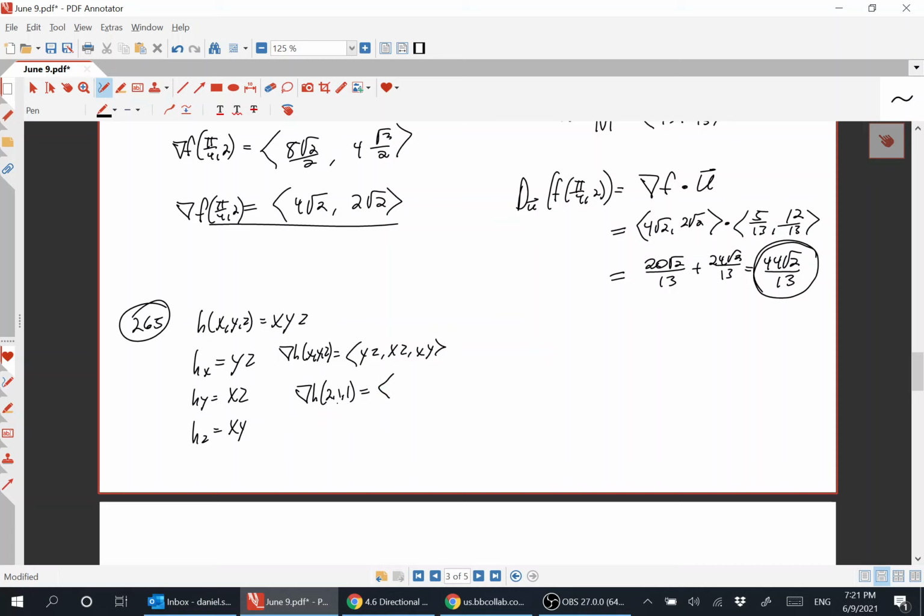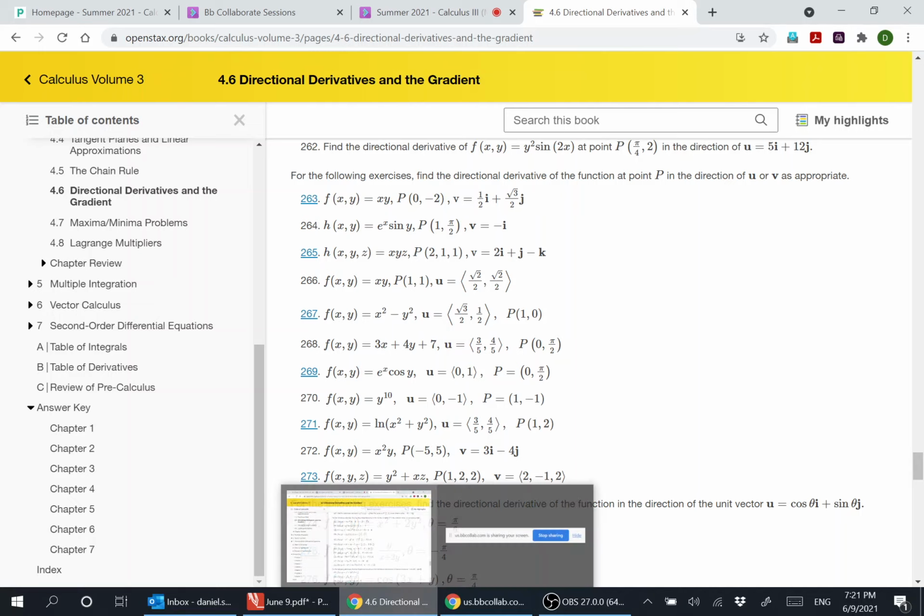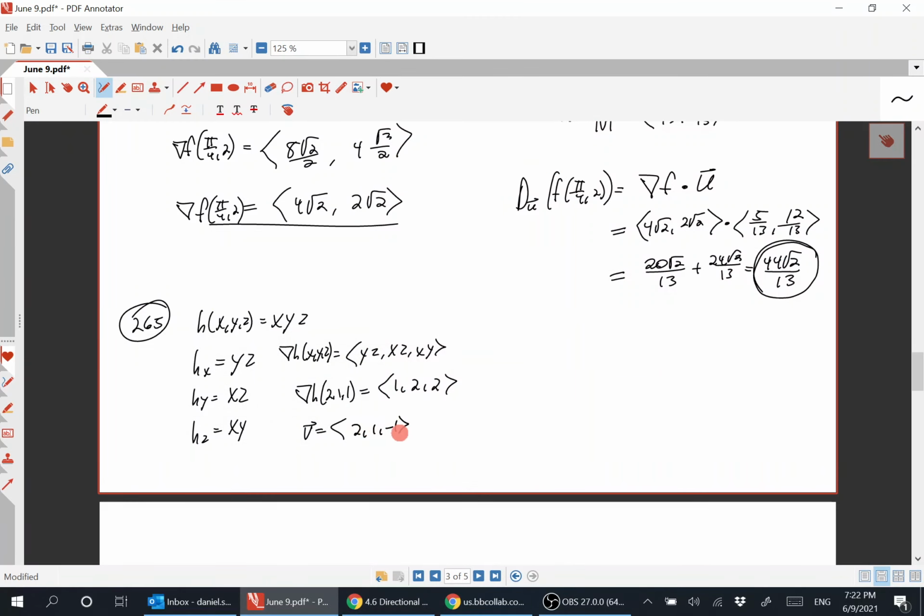At (2, 1, 1), the x is 2 and the rest are 1, so that's (1, 2, 2). Right, and the direction vector v is given to you as (2, 1, -1). Of course, that is not a unit vector, so the length of v is 4 plus 1 plus 1, square root 6.